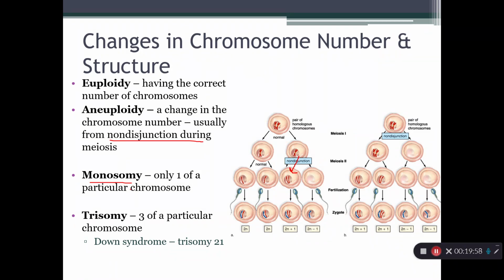Instead of having a pair, the word monosomy is where the cell only has one of those chromosomes. You're supposed to have two of every chromosome. Trisomy is where it has three. And so you may have heard about Down syndrome, where there's three of the 21st chromosome. So Down syndrome is something I always talk about in class.